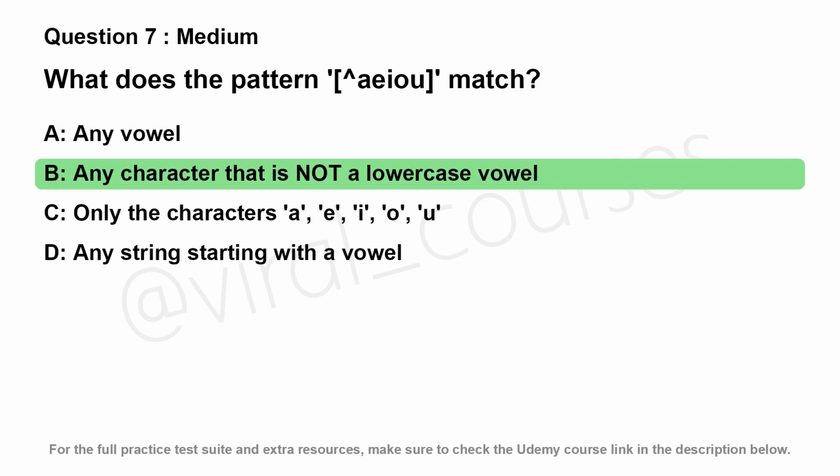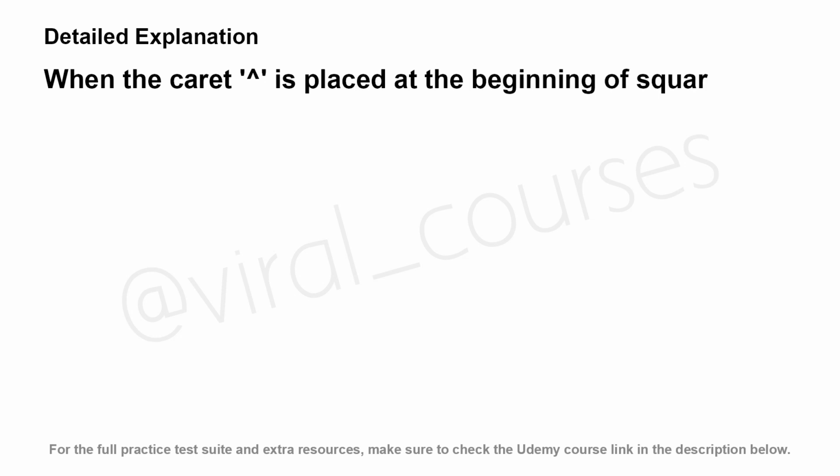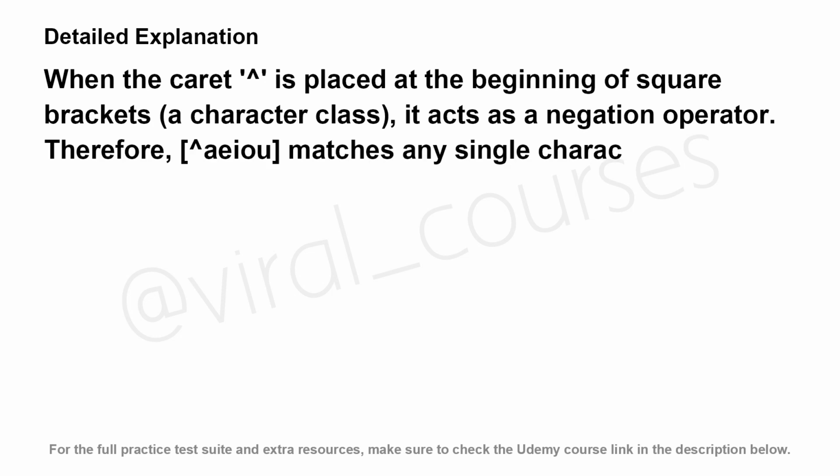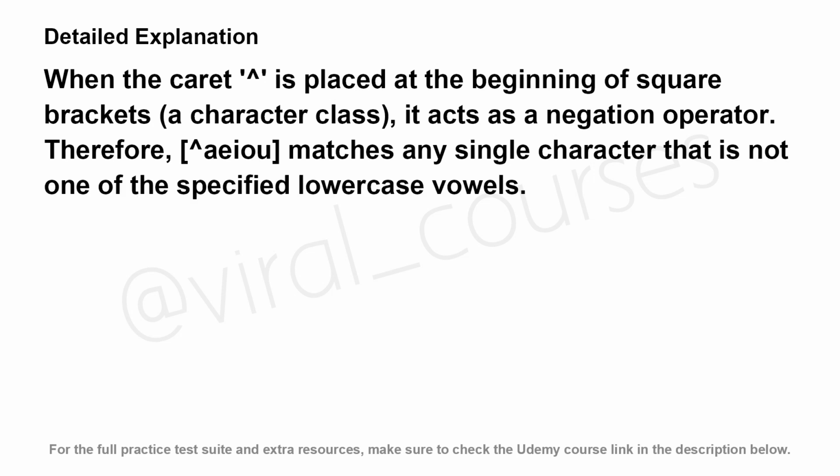The correct answer is B. When the caret is placed at the beginning of square brackets, a character class, it acts as a negation operator. Therefore, [^aeiou] matches any single character that is not one of the specified lowercase vowels.